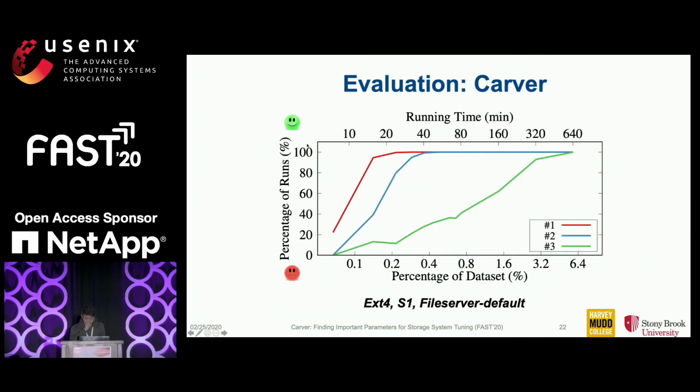Here, the red line represents the most important parameter, the blue line the second ranked one, and the green line the third. So as we can see, Carver is quite efficient in identifying important parameters, even with 0.1% of the dataset, which is actually around 7 configurations. Carver has a probability of around 60% to correctly identify the most important parameter. And when using 0.4%, Carver was able to find the first and the second ranked parameter in nearly all of the 1,000 runs.